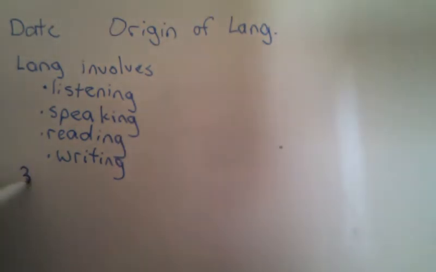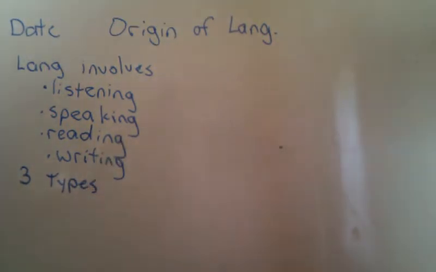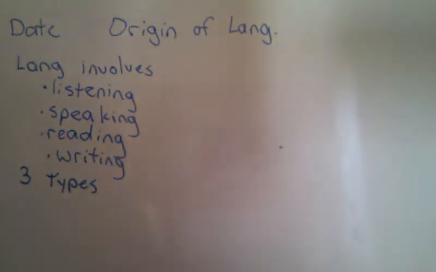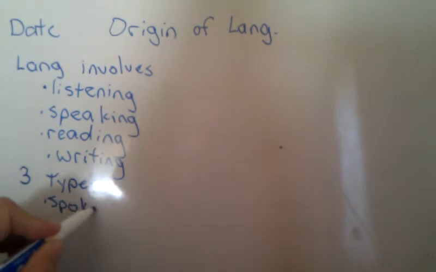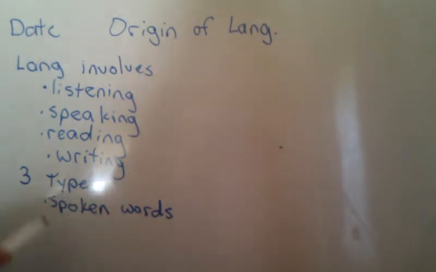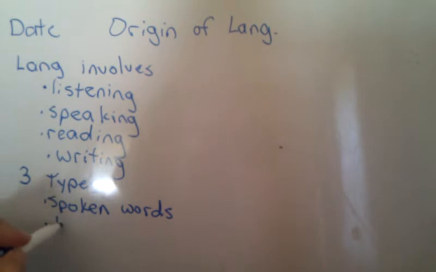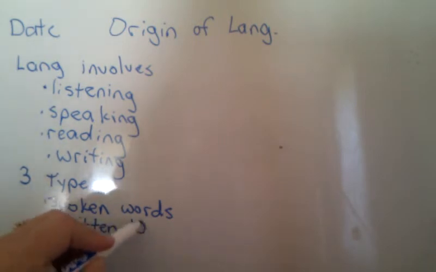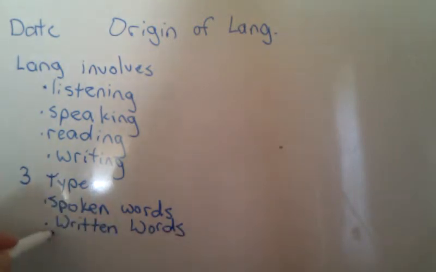So we said that there are three types of language. We said there are spoken words. That's also known as verbal. There's spoken words. There's written words. And there's nonverbal.